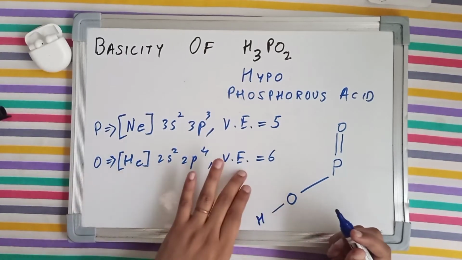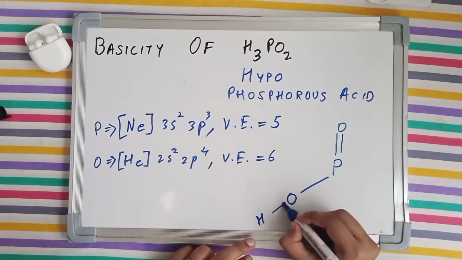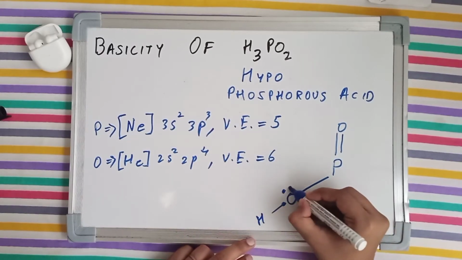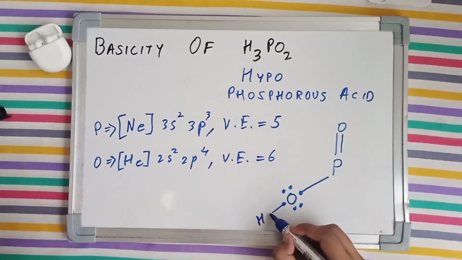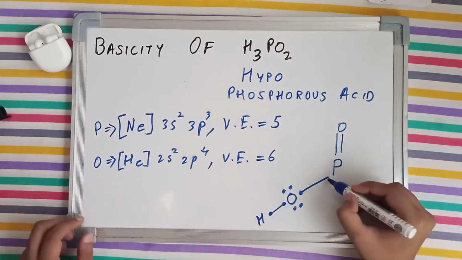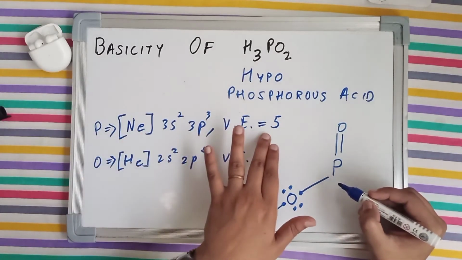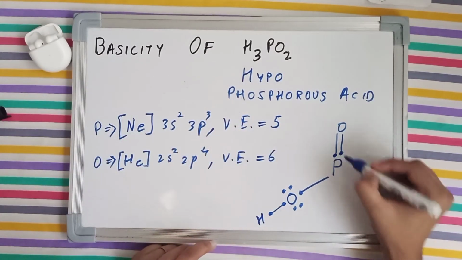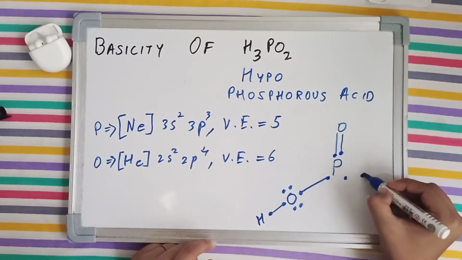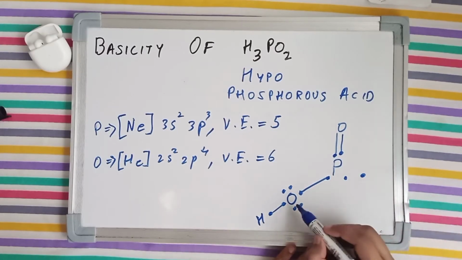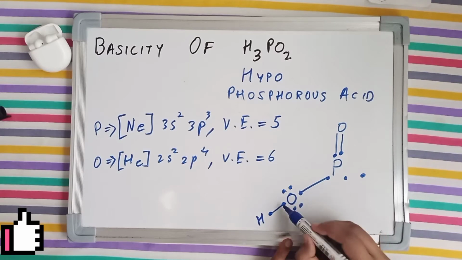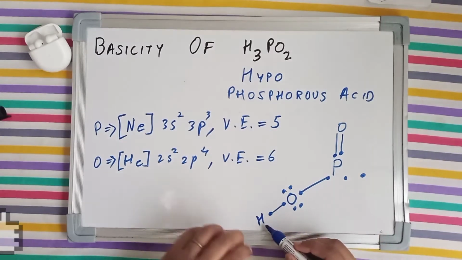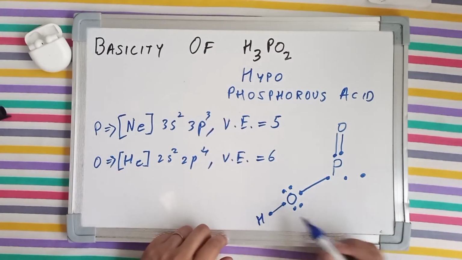The valence electron of oxygen is 6. First electron, the second, third, fourth, fifth, sixth. This is the hydrogen's electron, this one. And phosphorus had 5 valence electrons, 1, 2, 3, 4, 5. Now oxygen has completed its octet, 1, 2, 3, 4, 5, 6, 7, 8. Hydrogen has completed its duplet, 1, 2.